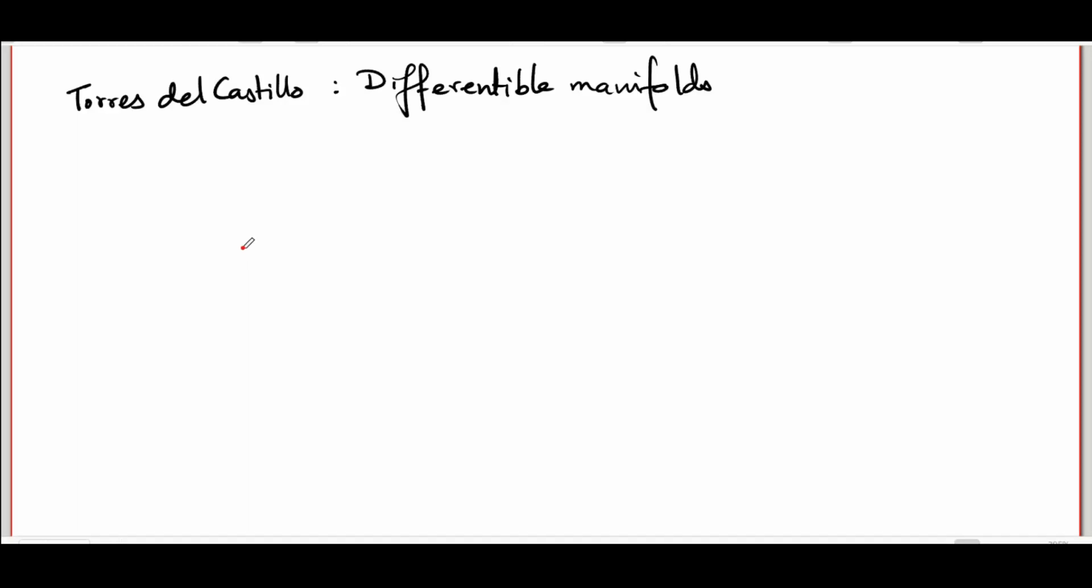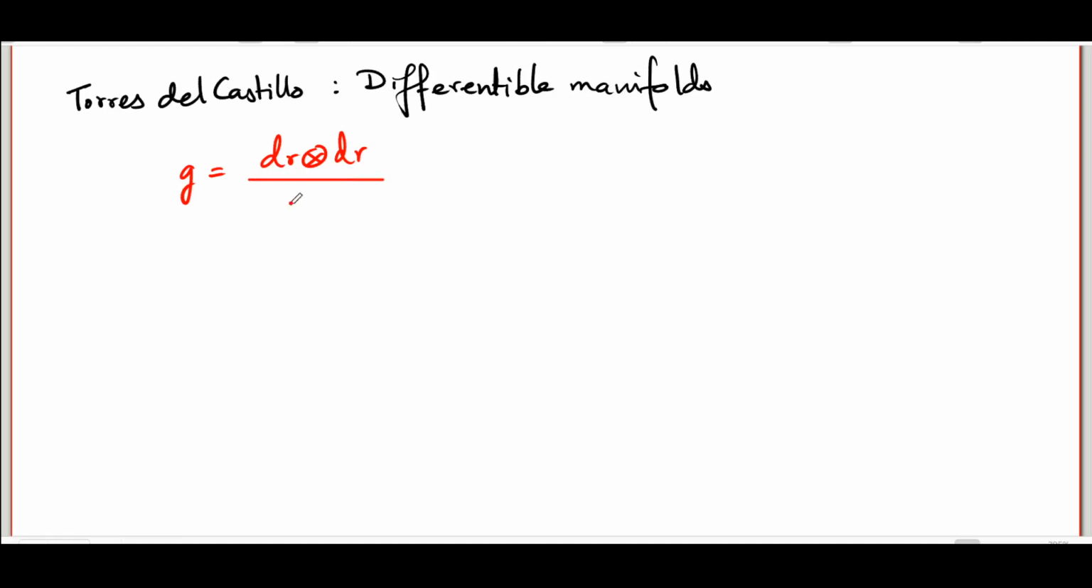I'm going to illustrate this technique with an example which I've taken from the book by Torres del Castillo, Differentiable Manifolds, a book which I've referred to earlier as a standard textbook which I follow in my differential geometry videos, at least for most of it. This particular metric that I've chosen is a slightly non-trivial one.